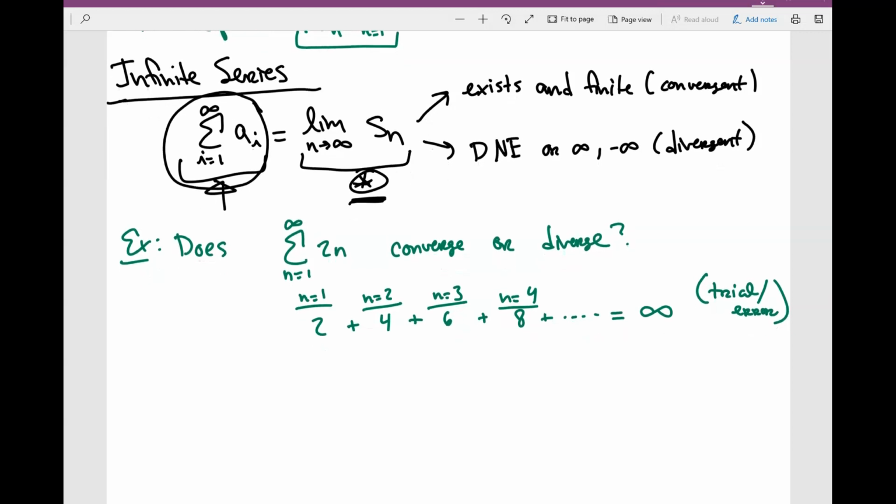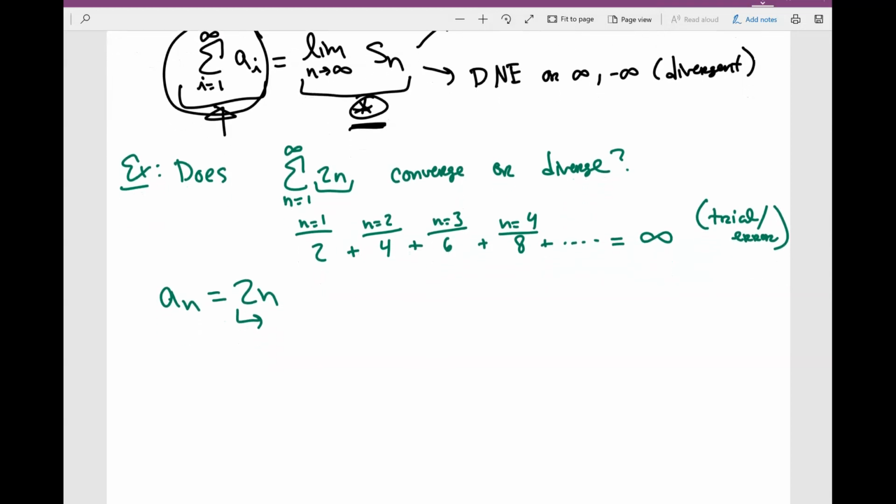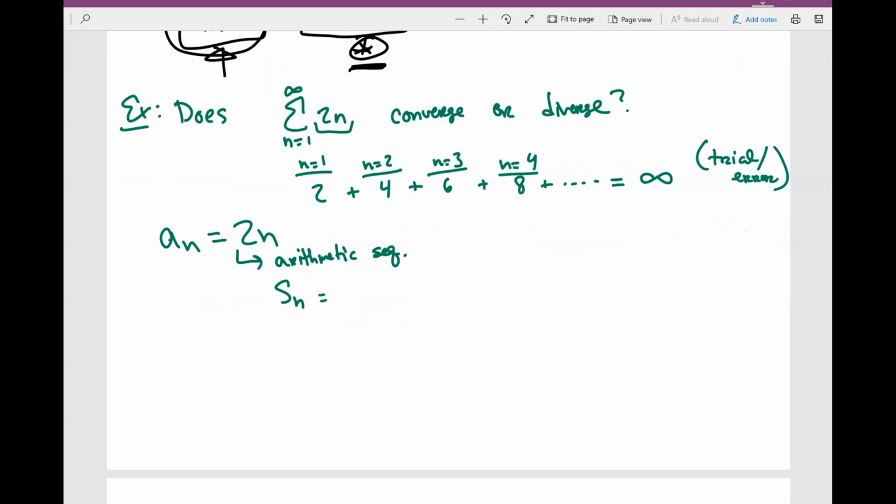Now, how can we do it with a partial sum? Well, a sub n in this case is going to be equal to 2n, because that's what this is. What we want to figure out is whether we can find a formula for the sums. If you remember from pre-calculus, this is just an arithmetic sequence. And if you remember the formula, S sub n is equal to n over 2 times (a1 plus an), which clearly hardly anyone remembers, except maybe me. But this is basically how you would figure out what the sum would be. So all you have to do is plug everything in there.